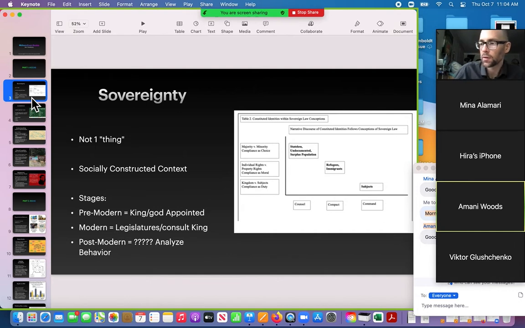Hopefully when you took your intro to sociology class, you talked about the social construction of reality. If not, I'll try to help you out here. Basically, if you look at this image on the right-hand side, you'll see three ways of constructing identities over time. So let's say 500 years ago, if you found yourself in England as a peasant in the fields, you understood clearly that sovereignty meant the king.